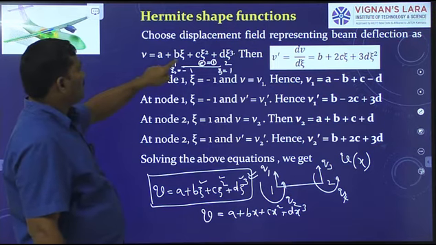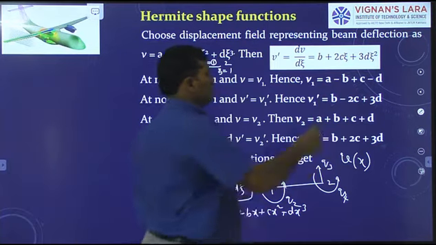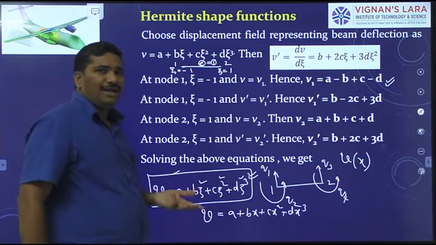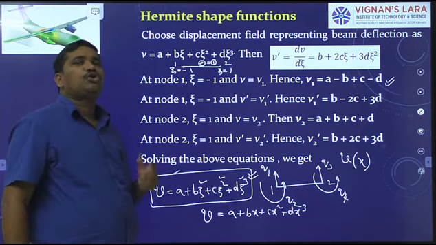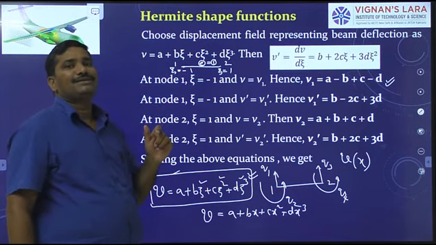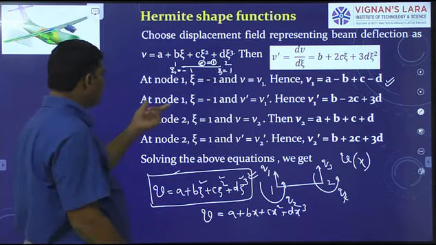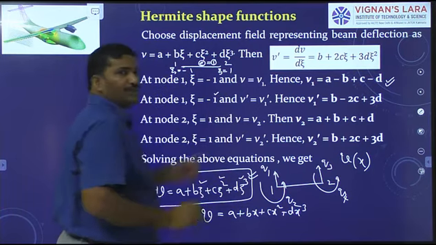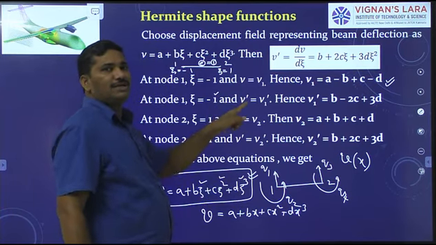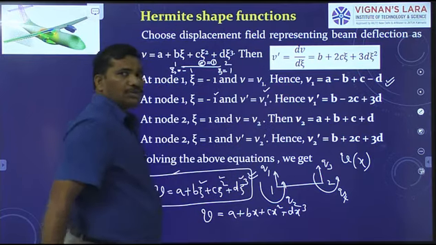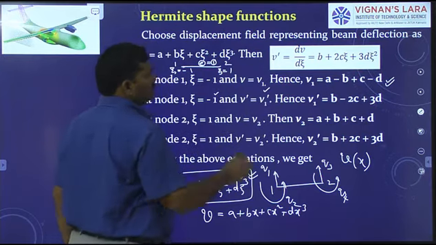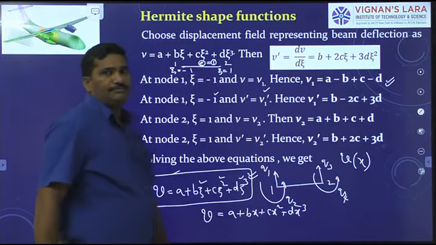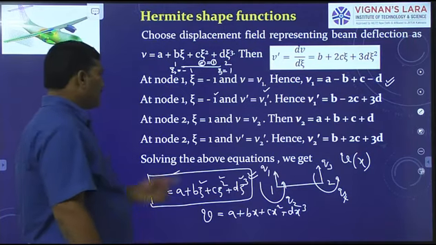A minus B plus C minus D, you get like this, when you put J equal to minus 1. And at the same node, you can also determine the slope, that is V dash, at J equal to minus 1. That is the next condition. At node 1, J equals minus 1 and V dash equals V1 dash. Therefore, V1 dash equals, in this expression put J equal to minus 1, you get B minus 2C plus 3D. Second condition.